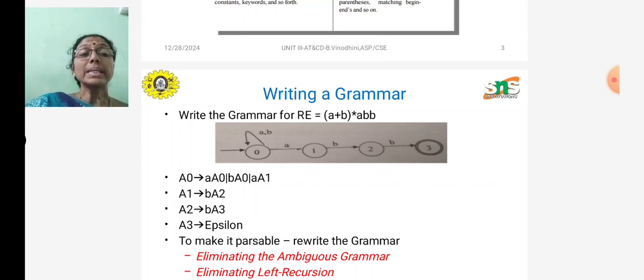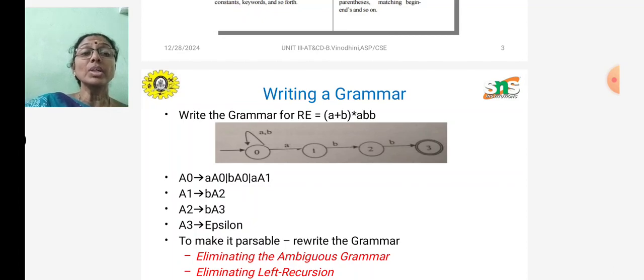First we draw the diagram with 4 states: 0, 1, 2 and 3. From state 0, when you read A, it goes to state 1. From 1, when you read B, it goes to state 2, and from 2, when you read B, it goes to state 3. So these 3 basic symbols are accepted. Before that, any combination of A or B is represented by the self loop on state 0. So this is the transition diagram.